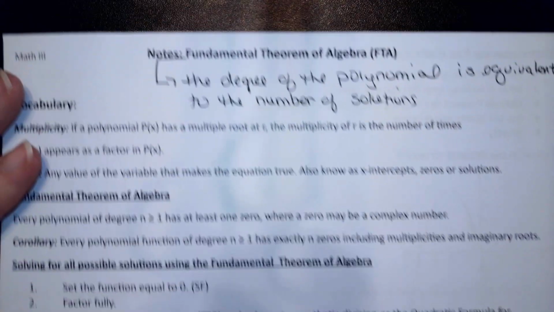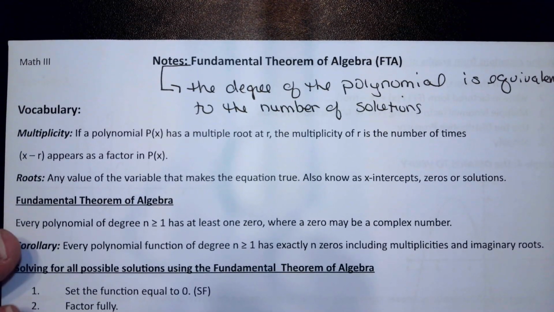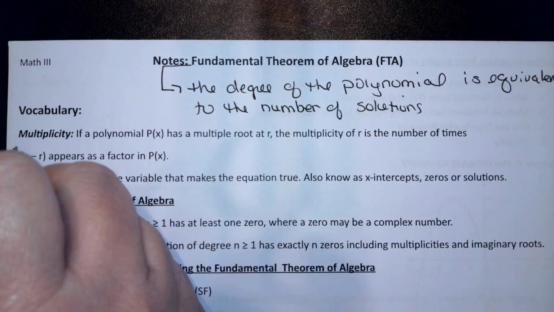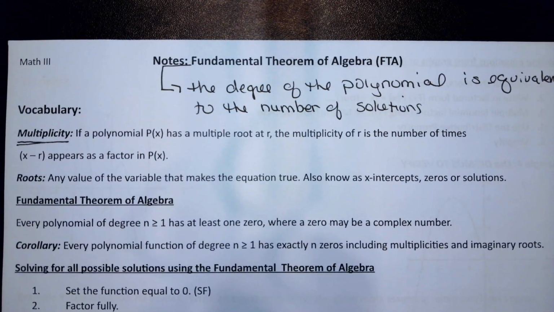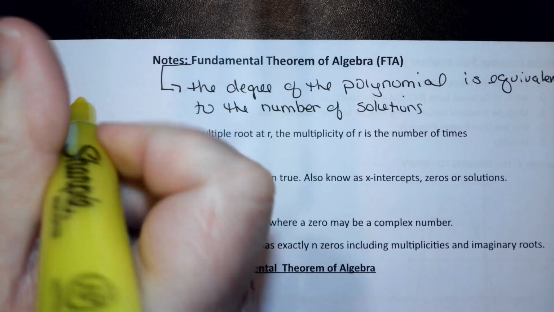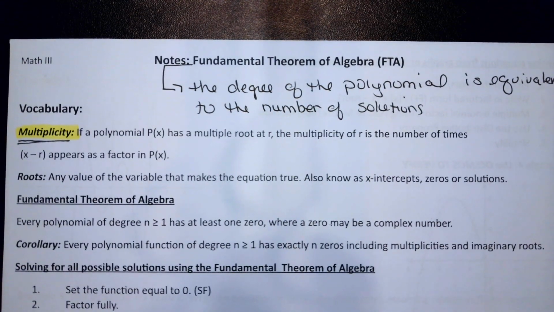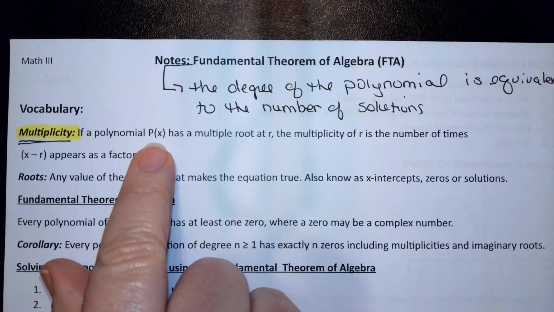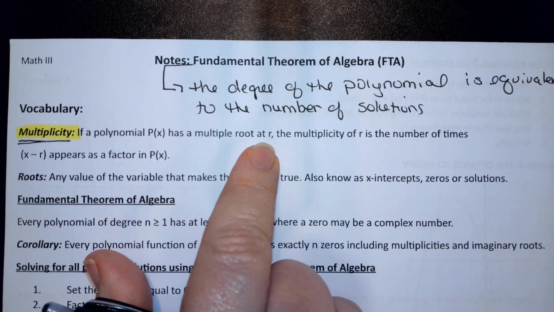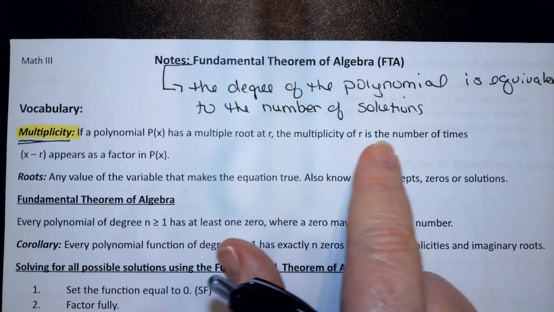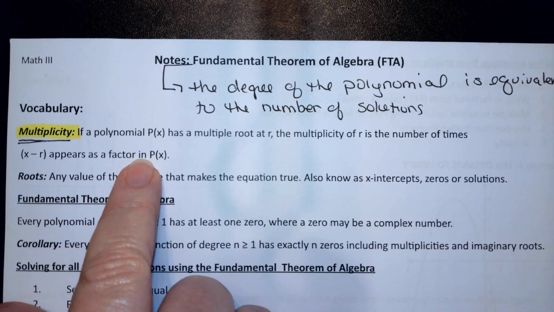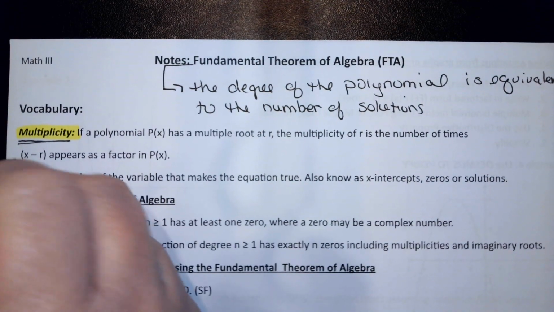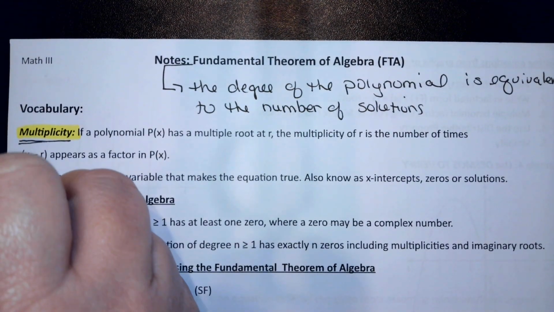Okay. Now, remember that sometimes roots can be used more than once, so that's when we get the multiplicity. Alright, so a distinct root can be used more than once. Okay, so if a polynomial p of x has a multiple root at r, the multiplicity of r is the number of times x minus r appears as a factor in p of x. Alright, so the x minus r, that is your binomial factor.